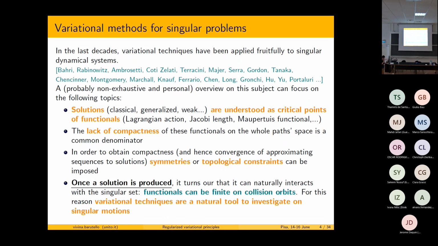Then the second ingredient of what we have done are variational techniques. So what does it mean to use a variational technique? A variational technique is a branch of analysis where you try to find solutions of a system, of an ODE or PDE or whatever, as critical points of a suitable action functional. Action functional, Maupertuis functional, Jacobi length, depends on what you fix in your problem. You can fix the period time, you can fix the energy, and so on.